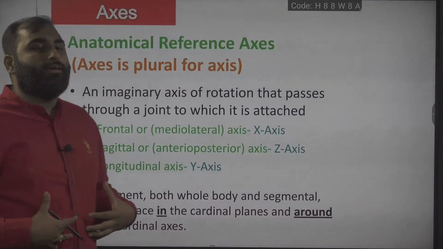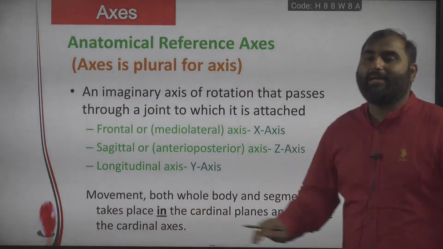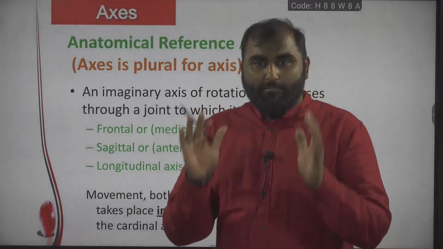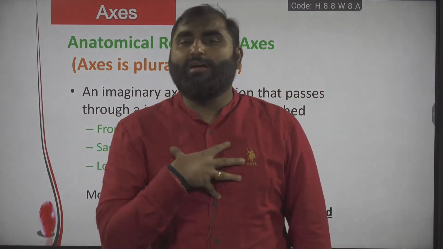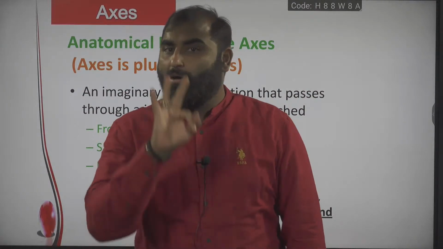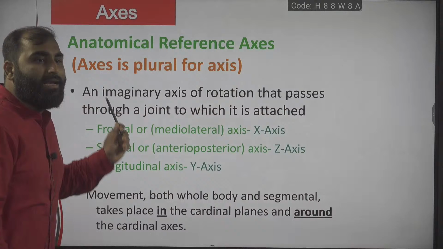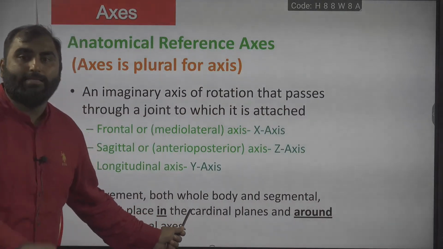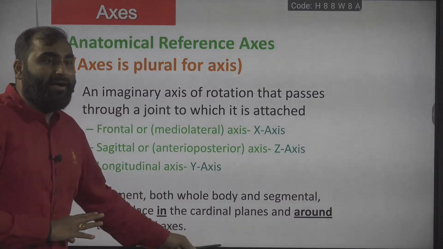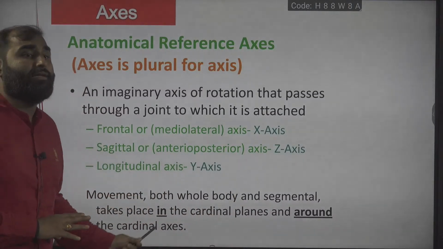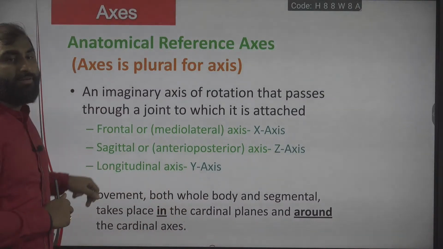Movement of the whole body and the segmental takes place in the cardinal planes around the cardinal axis. So when I am moving, beta, whenever I am moving, we are moving our hands, we are moving our fingers. Any movement we do, we are doing out of the three planes and the three axes. So any movement of body takes place along these three planes, transverse, sagittal and frontal. And it happens around the cardinal axis. So three cardinal planes and three cardinal axes. These are the main important things which we need to understand.